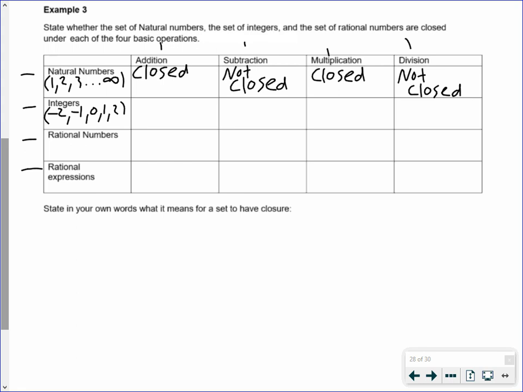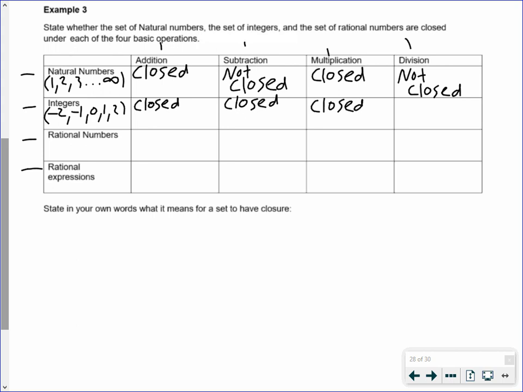So the set of integer values is going to be closed under addition, because I can choose any two integer values at once. If I add them together, I'm always going to get another integer value. So it's closed under addition. Same thing with subtraction. No matter which two integer values I choose, I'm going to get another integer value. Our set of integers is also going to be closed under multiplication, because no matter which two integer values I choose, I'm going to get another integer value.